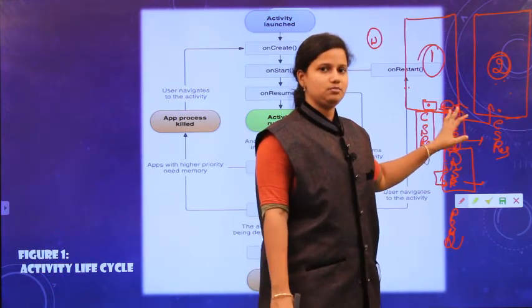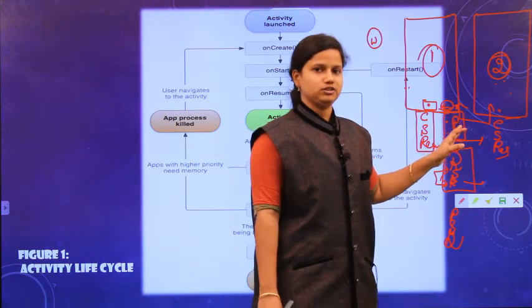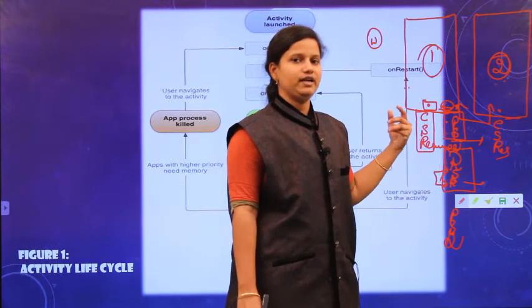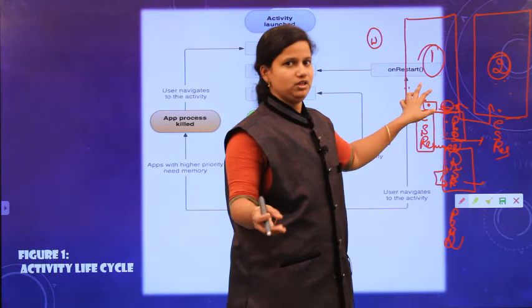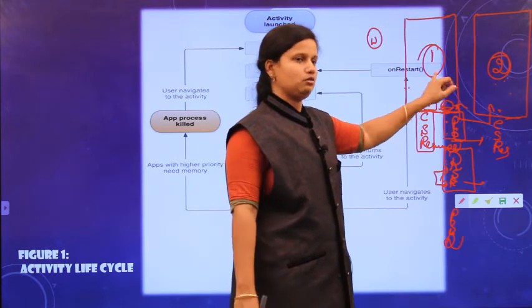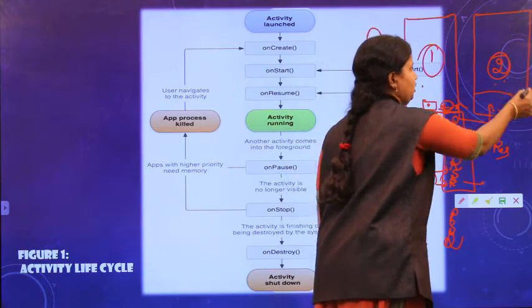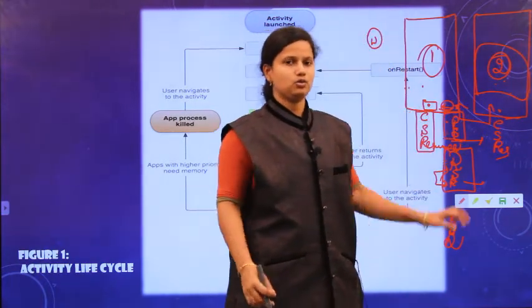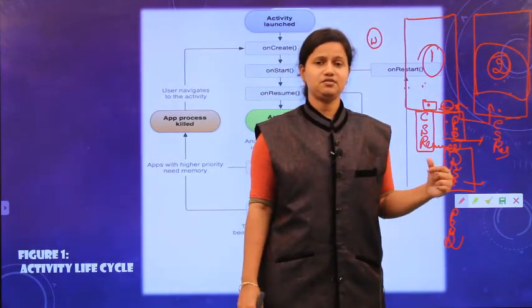So the system may have a requirement for resources, or a requirement for memory. In that situation it will ask using a dialog box: do you want to close the first activity? You are working with the second activity, so it will display some dialog like, do you want to close the first activity? This is one situation.